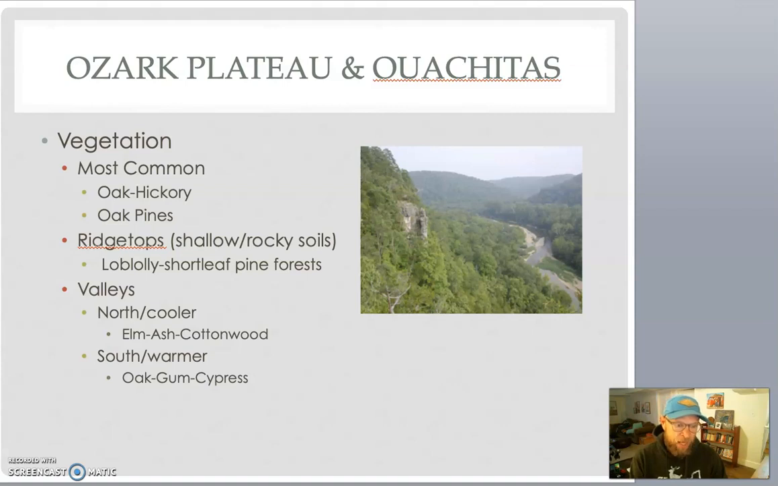and then you get the loblolly and shortleaf pine forest showing up. You get some oak pine forest showing up. So any kind of combination of oak, hickory, and pines are going to be really common. In the driest places, we see the loblolly and shortleaf pine forest being dominant. So that's going to be on the ridge tops where you have the shallowest and rockiest soils. And then down in the valleys, of course, we've got water that's going to be more available. And so then we get our species that can tolerate and like those flooded conditions. So elm ash cottonwoods are really common. And then in the warmest places, we do find some oak, gum, and cypress forest showing up as well.